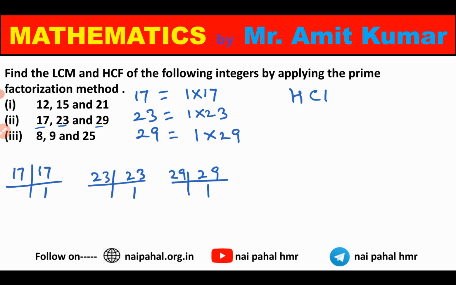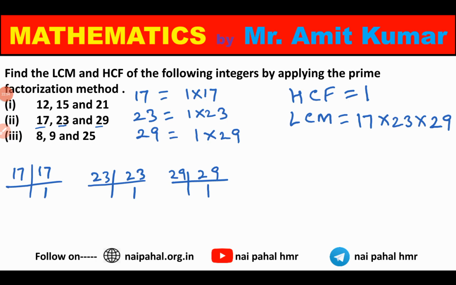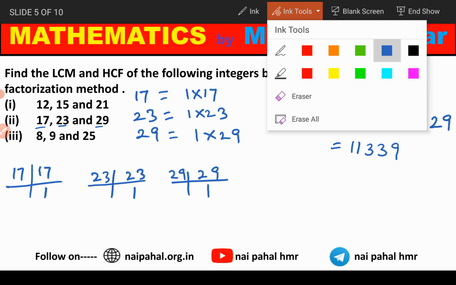What is the HCF here? Here we have only 1 as common. What should be the LCM for this? We have to multiply these numbers. If we multiply them, we get 17 multiplied by 23 multiplied by 29. Let's do that multiplication. Then we get 11,339. Now, if we get these things, then what should we have to do? Let's move on to the next point.